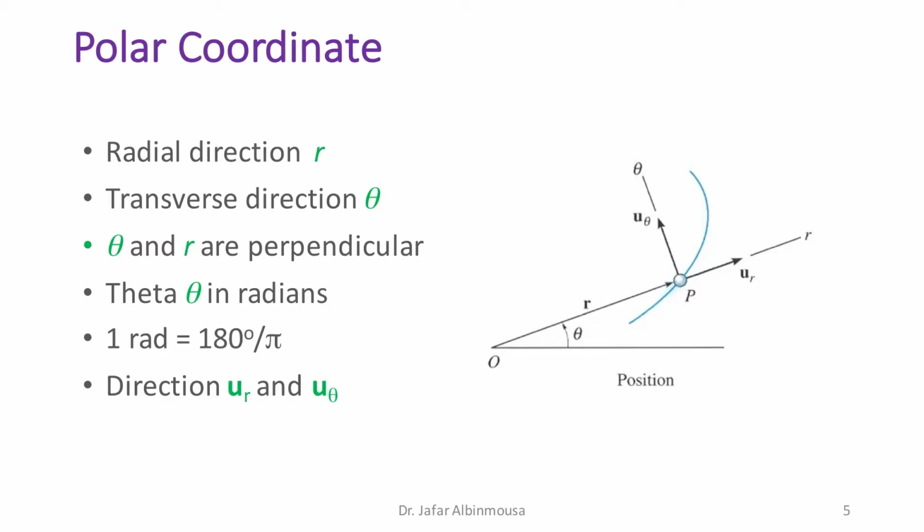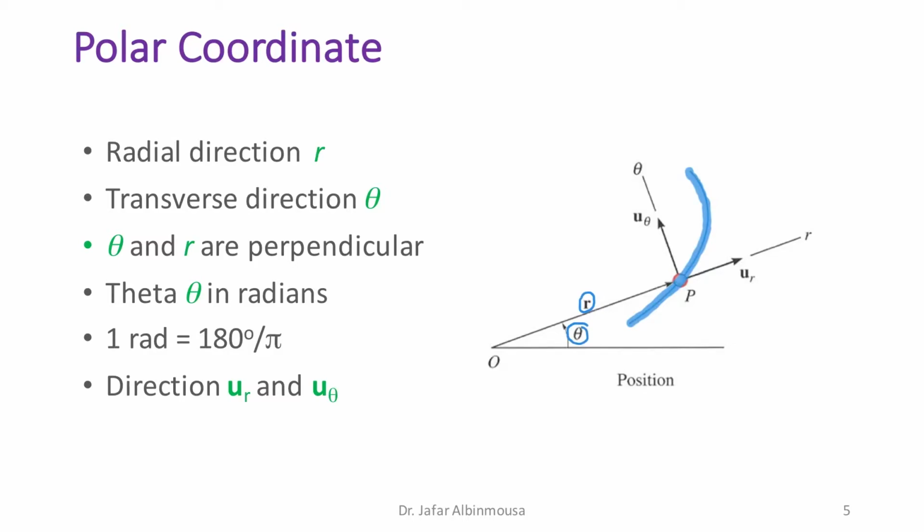In polar coordinates, basically, what we have is a particle which represents an object right here, moving over a path which is shown here with the blue line. Now, if we want to use polar coordinates, then we need to construct a radial direction, which is shown here by this vector r, and we need to have a transverse direction which describes the rotation, represented by theta.